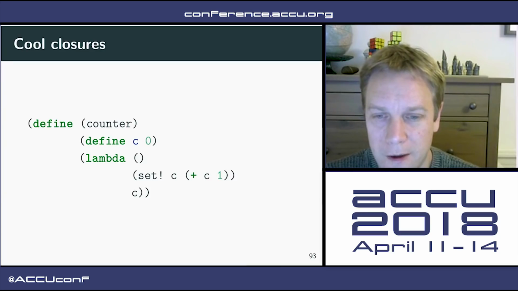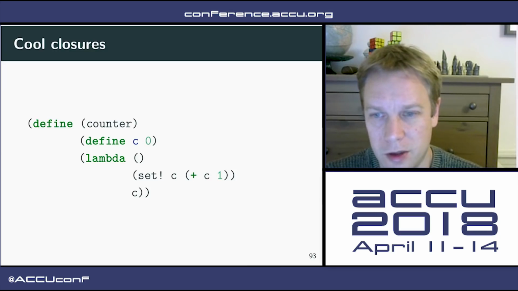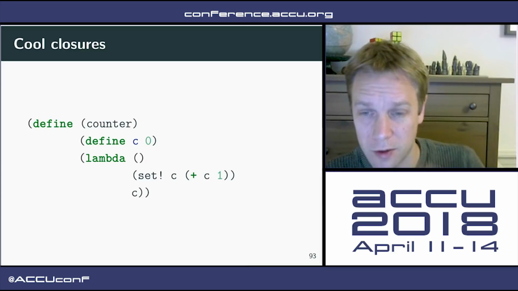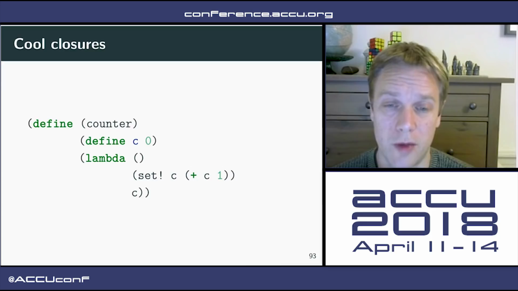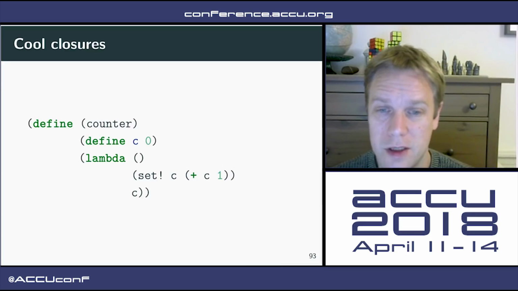So in this case, set exclamation mark changes the value that's stored in C, and what it changes it to is 1 more than C. So plus C 1 means just 1 more than C, C plus 1. So what the function that we return from counter does is increase C by 1 and then return C.